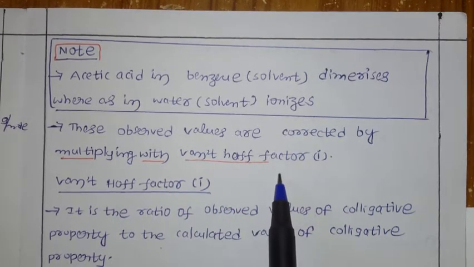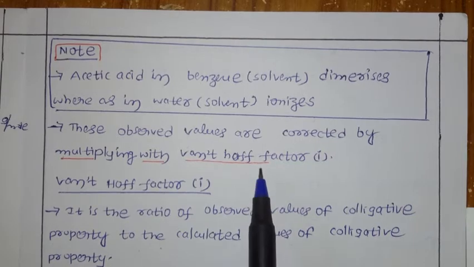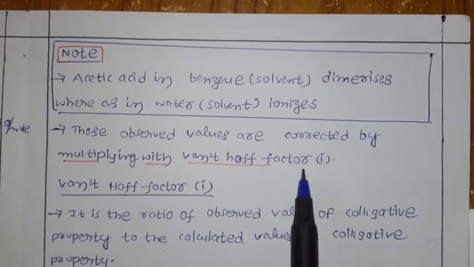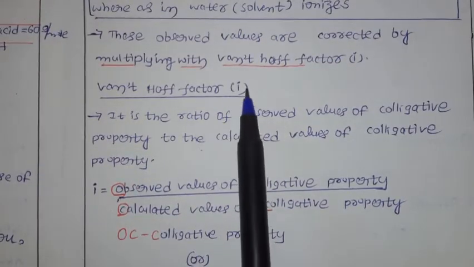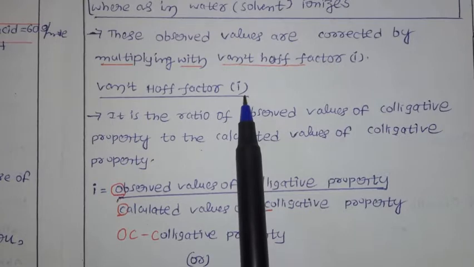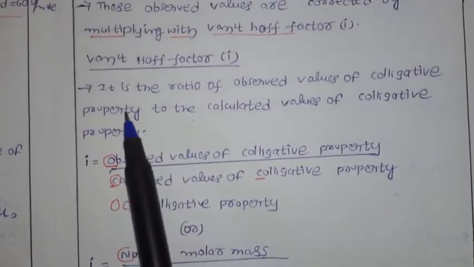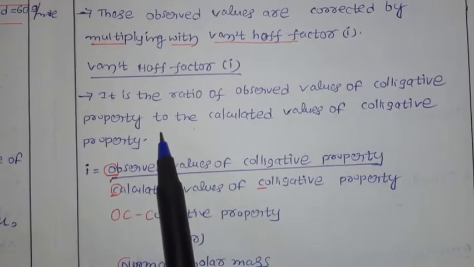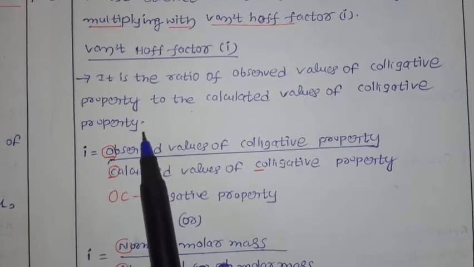So we are getting abnormalities in the molar masses. Those values we can correct by multiplying by one factor called the Van 't Hoff factor. Now let us see how you can define the Van 't Hoff factor. It has the symbol small i. It is a ratio. You can define it in 2-3 ways. It is a ratio of the observed value of colligative properties to the calculated value of colligative properties.